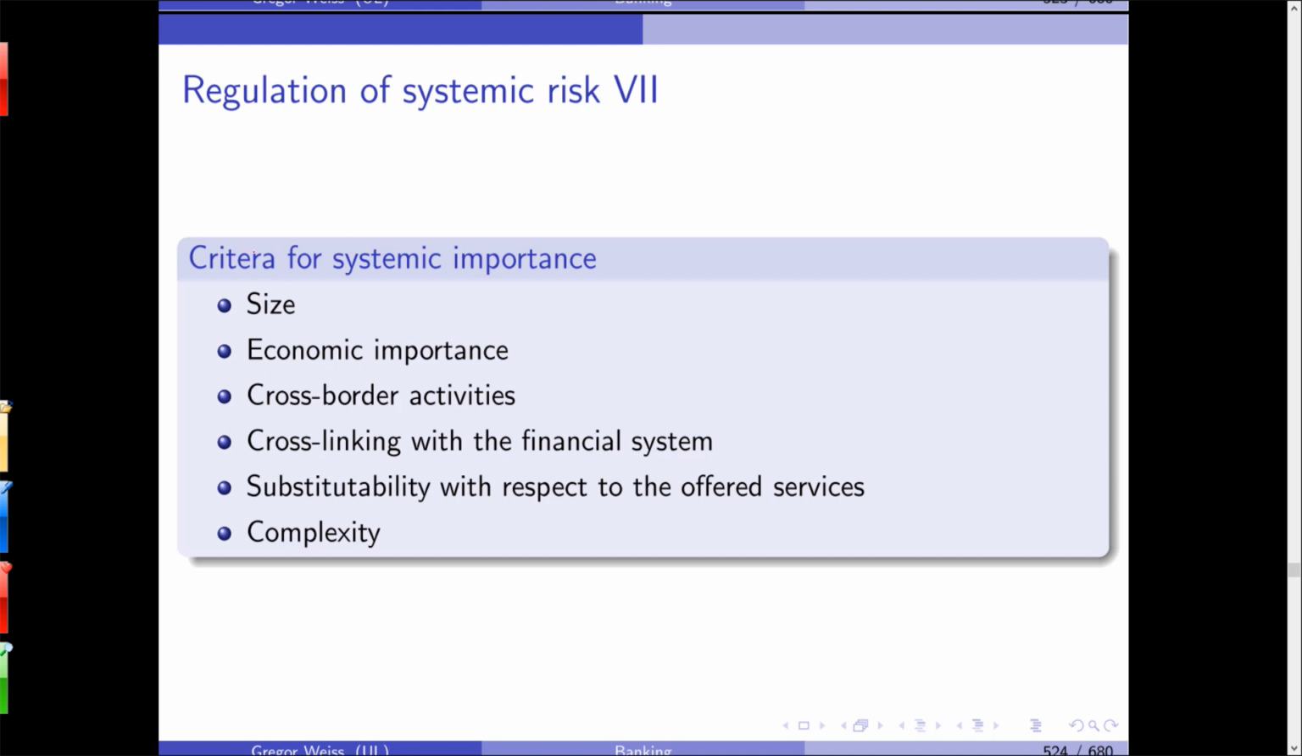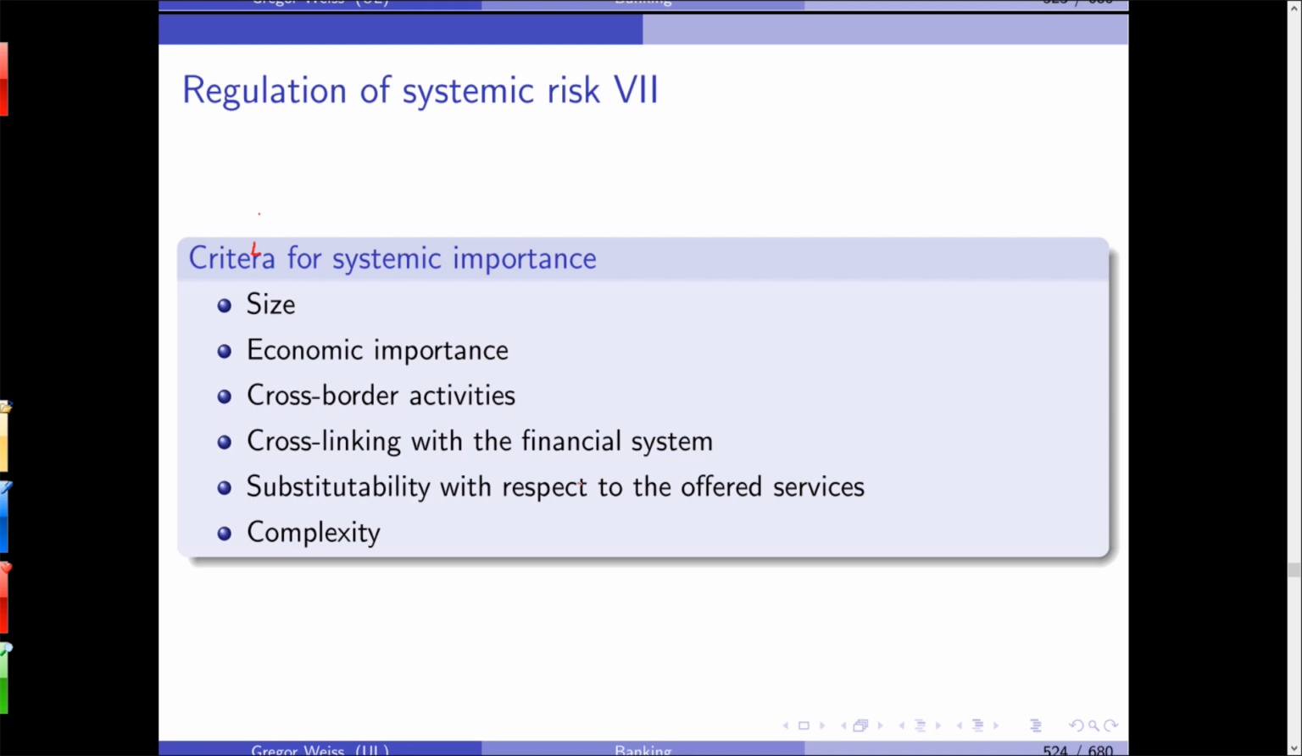What are the criteria? There's a missing I here. What are the criteria for systemic importance? Size, effect on the real economy, cross-border activities, cross-linkages with the financial system, substitutability with respect to offered financial services, and complexity. Now, take for example Deutsche Bank. Deutsche Bank has a huge number of subsidiaries in different countries, and it's just a huge mess to think about if you were to disentangle all those business connections and all those subsidiaries. That is meant with complexity. Cross-border activities and cross-linkages with the financial system are, I think, quite clear.